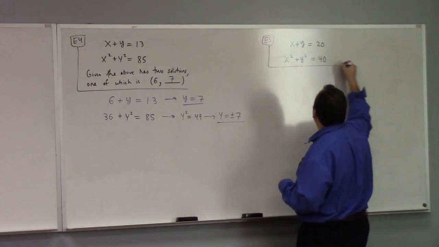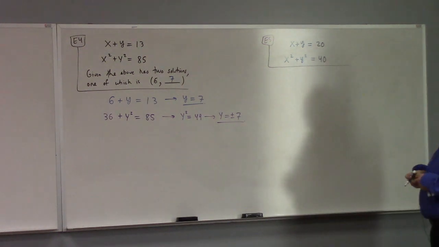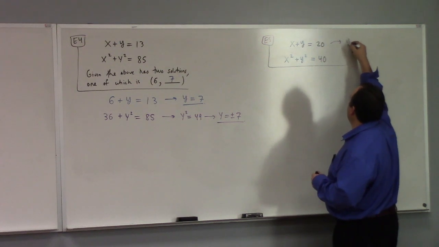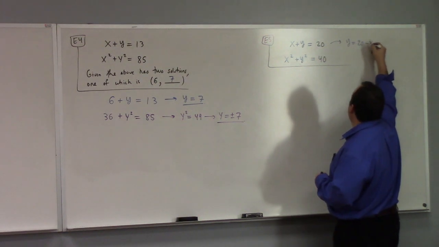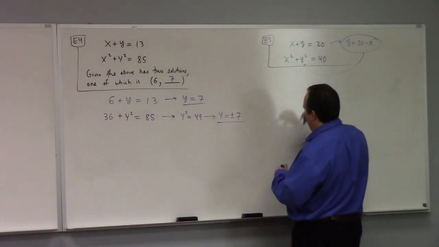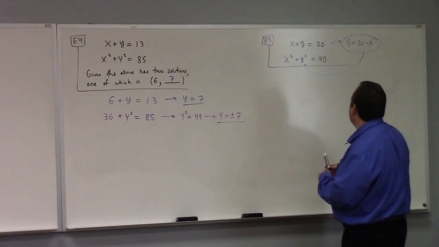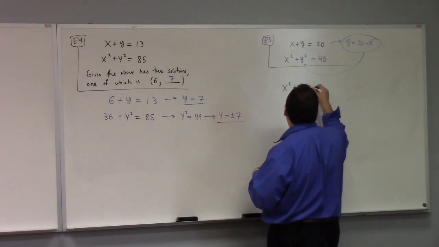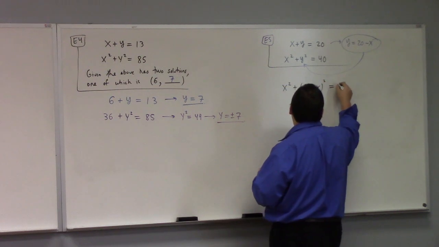Like before, how did you get it before? Do you square root it? No, I think what we want to do here is substitute, right? So what I would do is take the first equation and solve it for y: y is 20 minus x, right? Then I can take that and plug it in here. And that gives me x squared plus 20 minus x quantity squared equals 40.